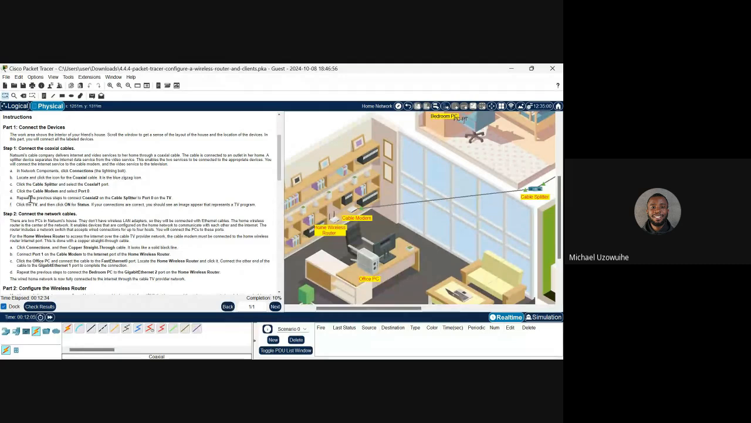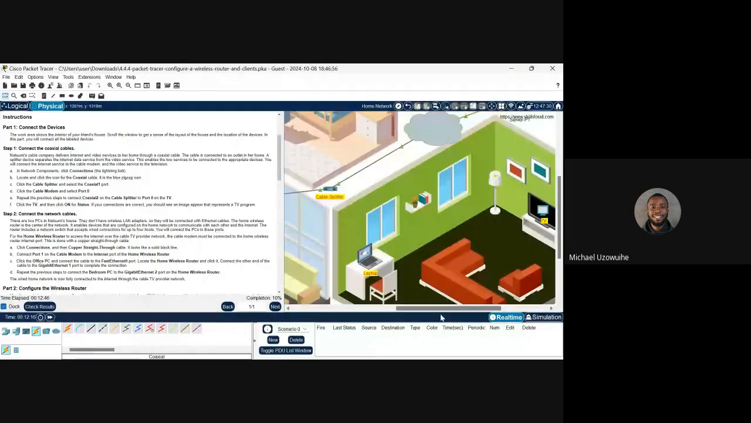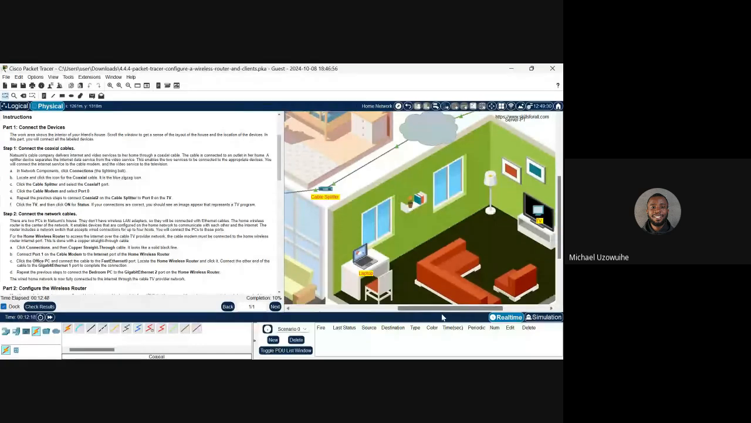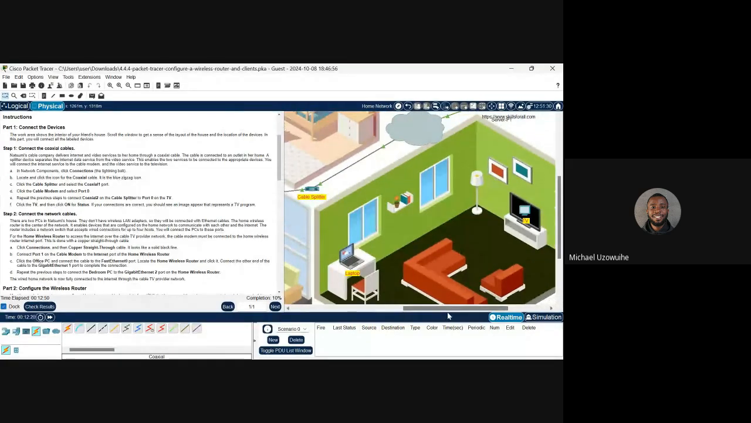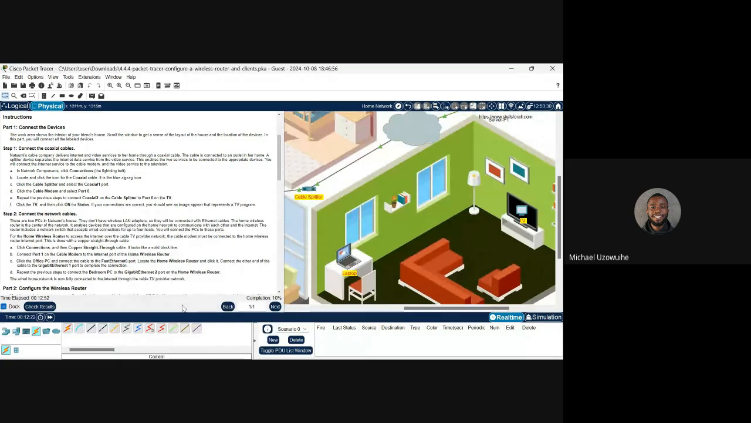Another thing they told us to do is to repeat the previous step, connect coaxial 2 to port 0 on the TV. Now we want our TV to start getting service. The same way you connect your antenna to your decoder and then you start seeing various channels, that is what we want to be doing here. We will choose the coaxial cable, put it at this coaxial 2 and put it to the television port 0. And let's see what happens.